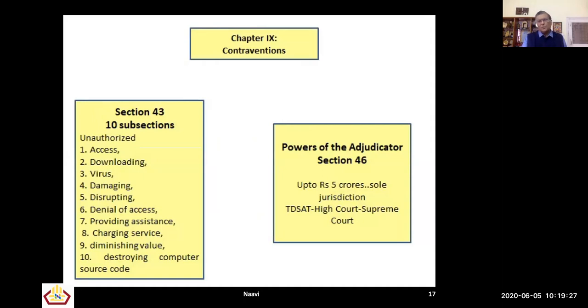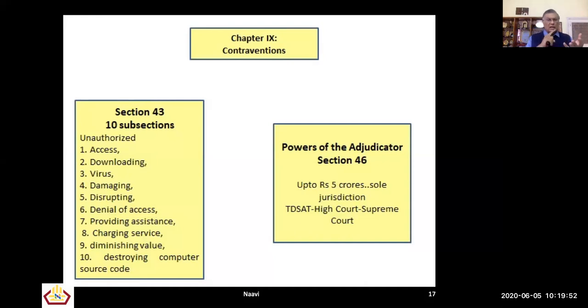This is also important for crimes because section 43 actions are linked to section 66, and whoever does these 43 contraventions, if they have a malicious intention, that will be considered as a section 66 offense with 3 years imprisonment. So 43 is both a civil wrong as well as a cyber crime. So in this, there are 10 subsections.